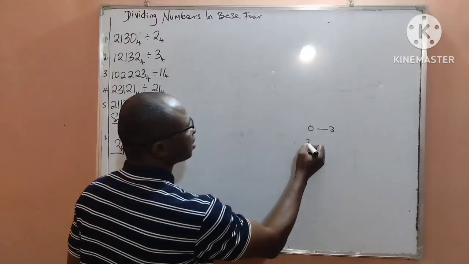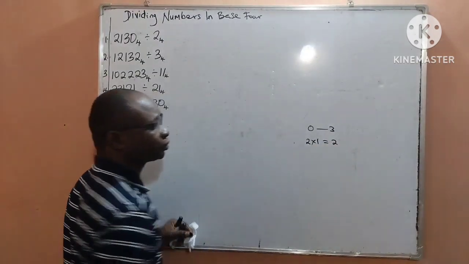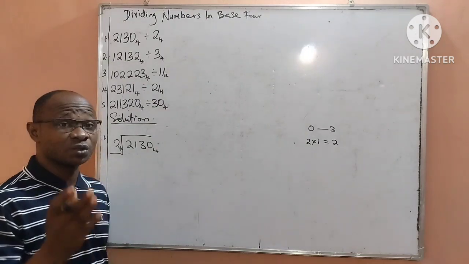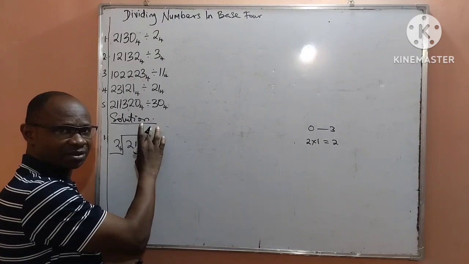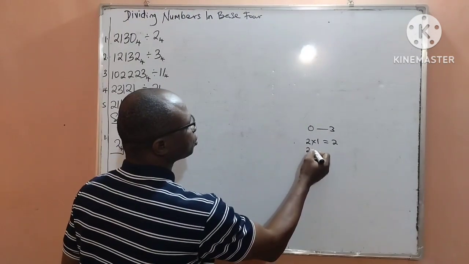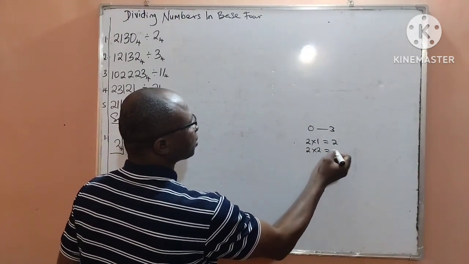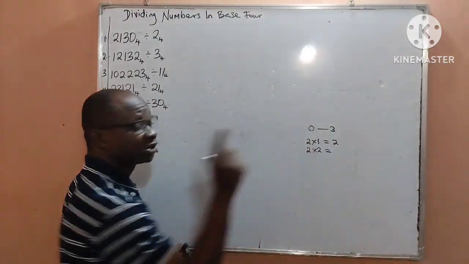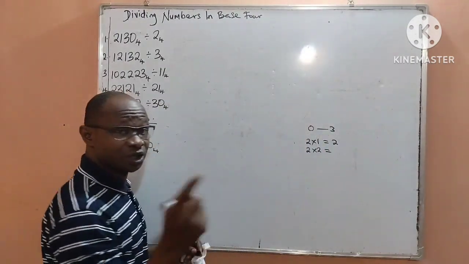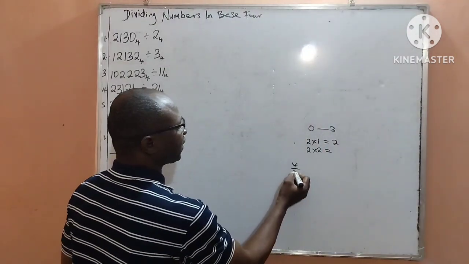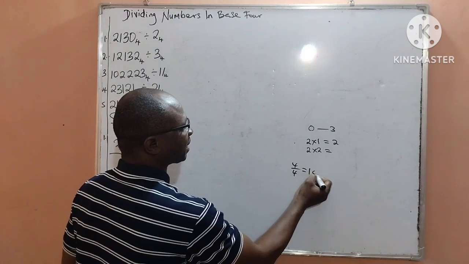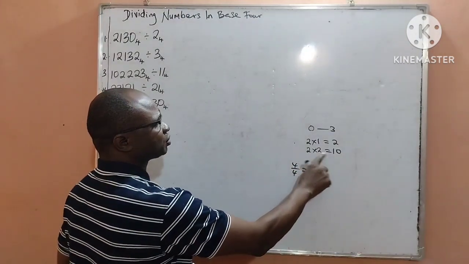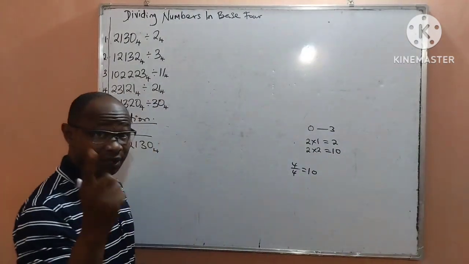We are going to have 2 multiplied by 1 is 2. We are going to take multiplication in base 4 first, because that is what we shall use in taking out the division. Then 2 multiplied by 2 will give us 4. And we cannot have 4 as a digit in base 4. So this 4 is going to be 4 divided by 4, which will give us 1 remainder 0. So we'll have 10. So 2 multiplied by 2 is 10 in base 4.